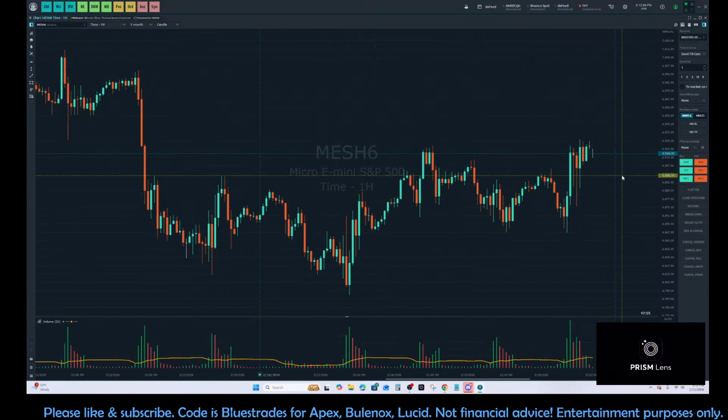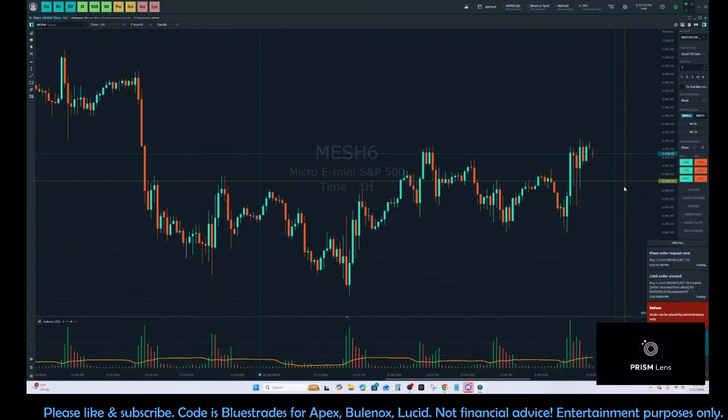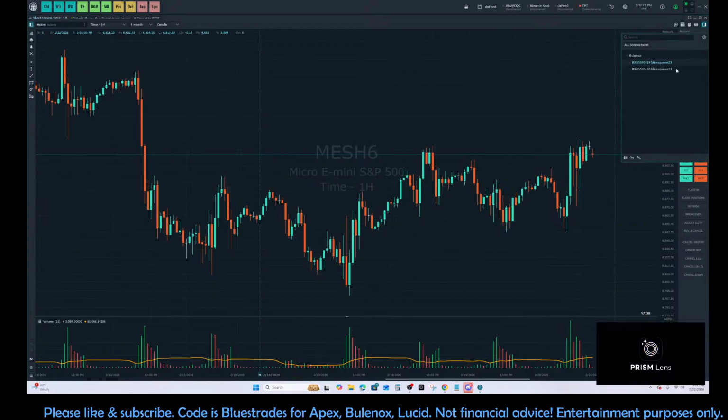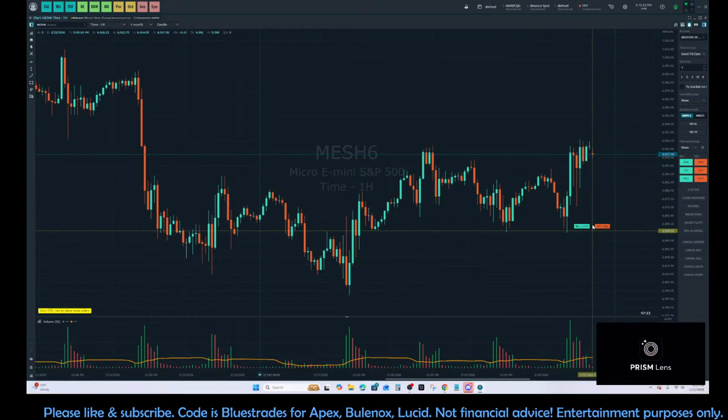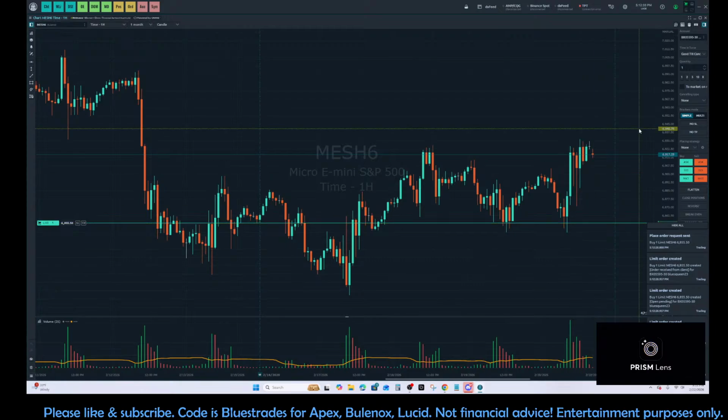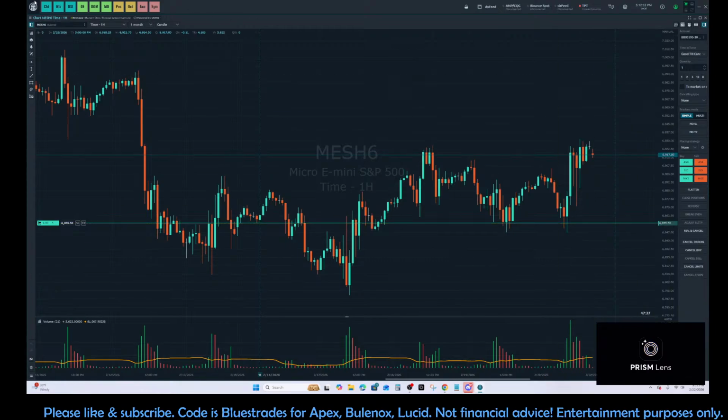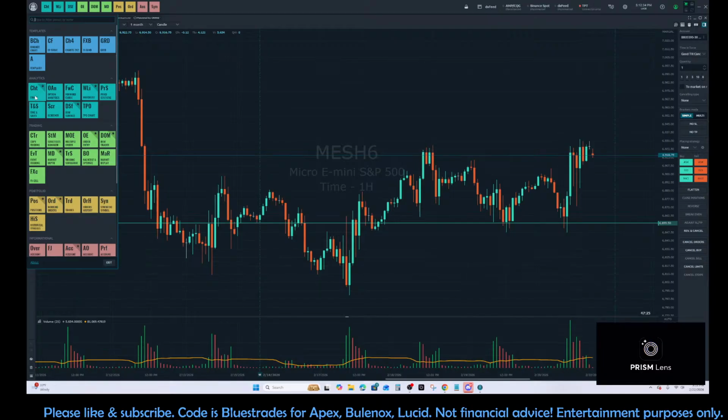So what I say, 6850s, yeah, so I would want to be a buyer down there. So we'll do a buy limit. This is on Quant Tower. So I'd want to be a buyer down there, 6850s. Let me get the copy trader going.